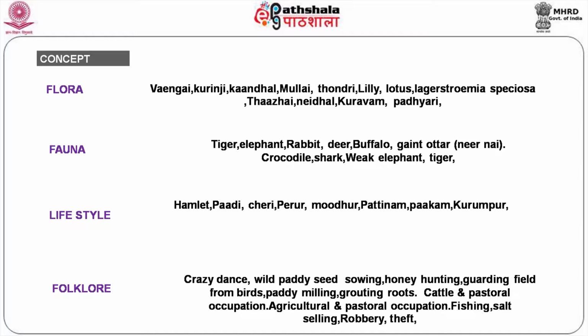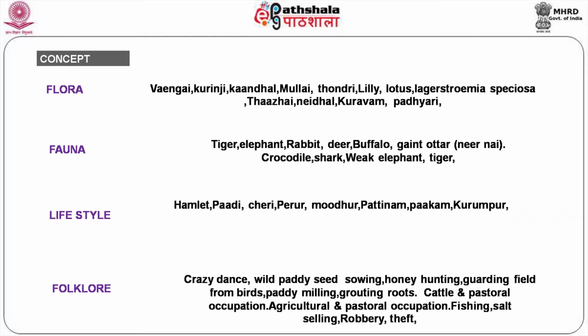Talking about flora and Kurinji time: Bengai, Kurinji, Khadalal, Mullai, Thondri, lily, lotus, Legastomia species. See, all these species were there in those times. We talk about fauna: tiger, elephant, rabbit, deer, buffalo, giant otter, crocodile, shark, elephant, tiger, again the tiger as well. But all these faunas are there.